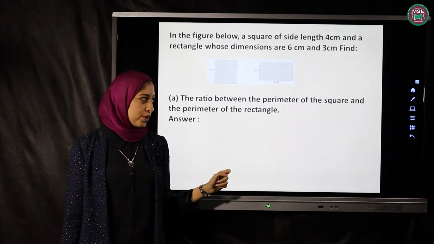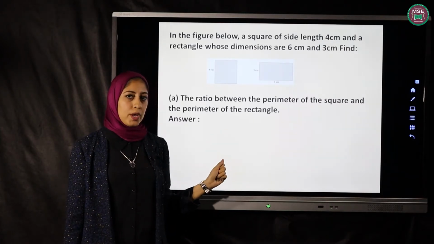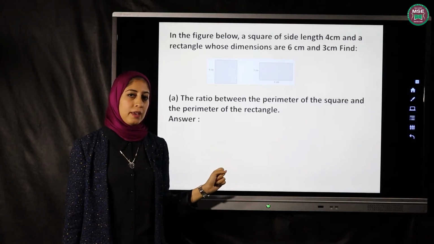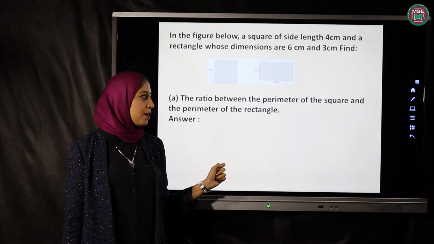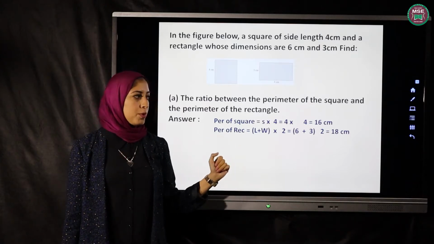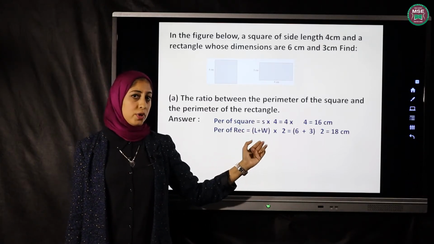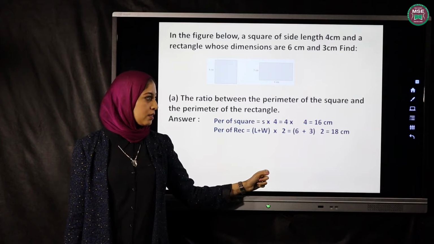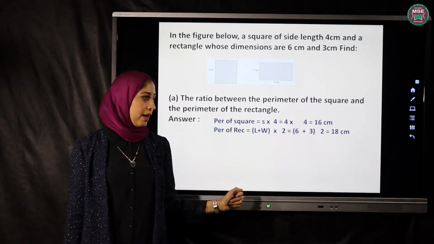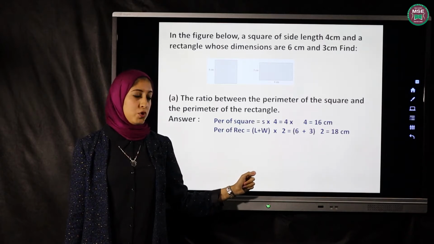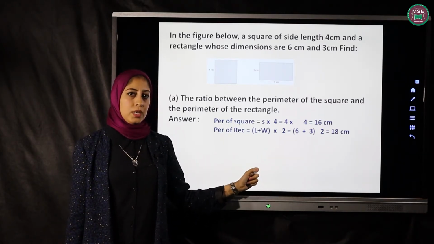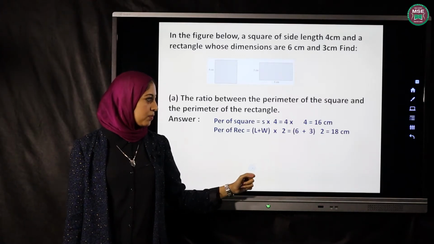Let's revise the rules together. What is the perimeter of the square? It is side times 4. What is the perimeter of the rectangle? It is length plus width times 2. Let's write the rule first. Perimeter of square, side times 4 equals 4 times 4, equals 16 centimeters. Perimeter of rectangle, length plus width times 2. 6 plus 3 times 2 equals 18 centimeters.